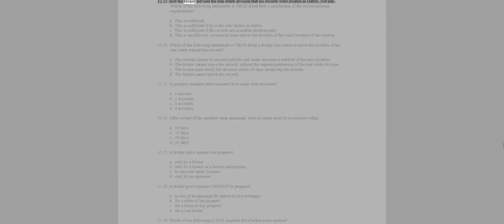12.23 Bob the broker advised the real estate division that his records were located in Gabbs, Nevada. Which of the following statements is true about Bob's satisfaction of the record-keeping requirements? A. This is sufficient. B. This is sufficient if he is the only broker in Gabbs. C. This is sufficient if the records are available electronically. D. This is insufficient, because he must advise the division of the exact location of the records.